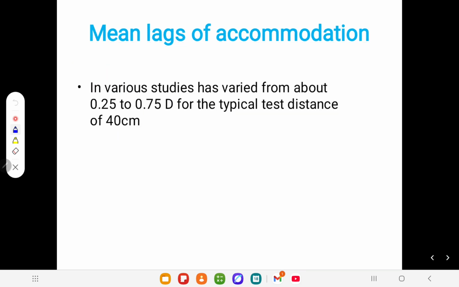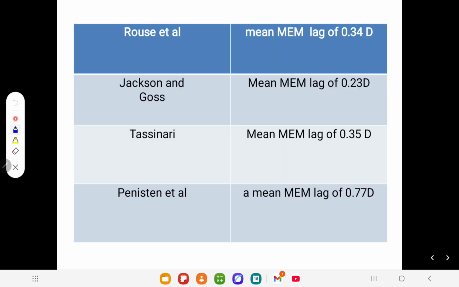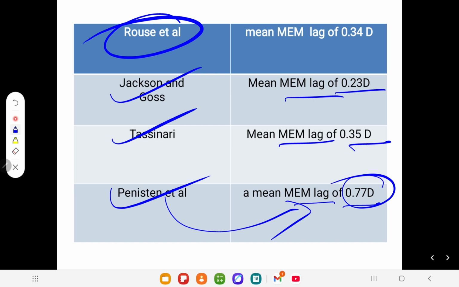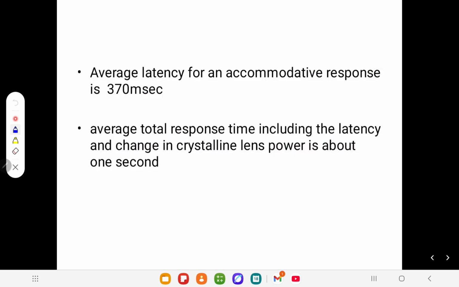So mean lag of accommodation varies from study to study, but it's always that for the 40 centimeter distance. See, there are three things almost lead from all mean methods. In this case it's a little bit higher, Christian et al. Otherwise almost 0.35, 0.25. Okay, that's the mean. The average latency of accommodative response is 370 milliseconds. Just remember this. The average total response, including the latency and change in crystalline lens power, is about 1 second.